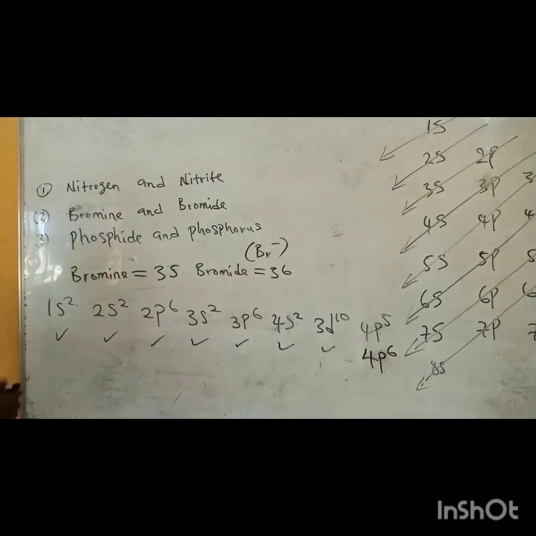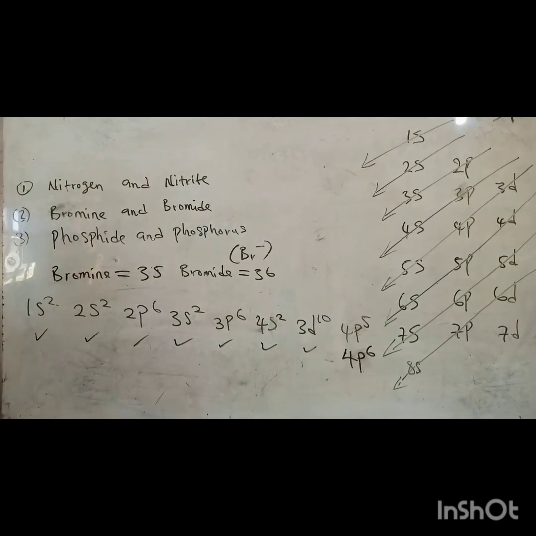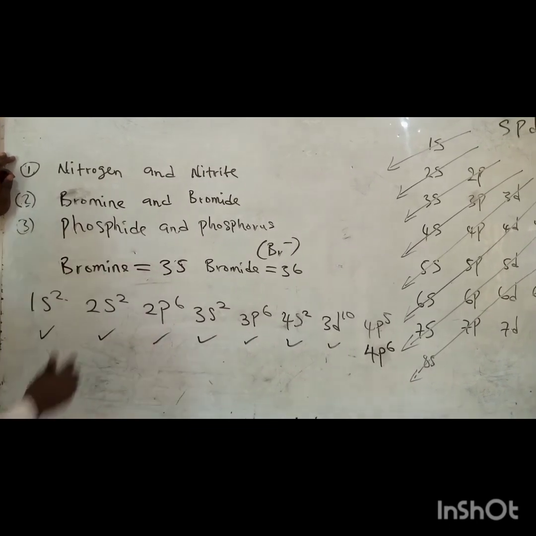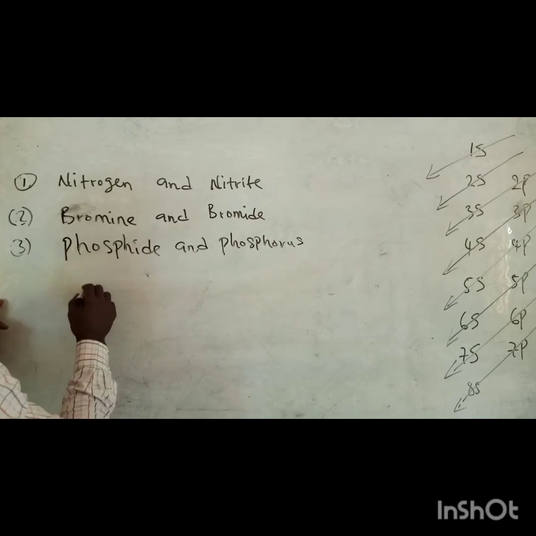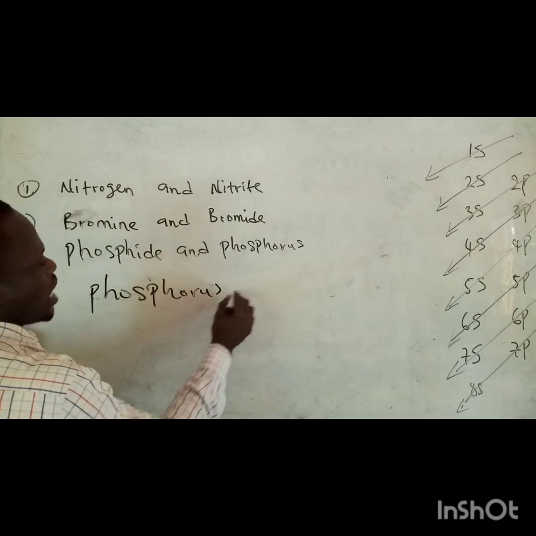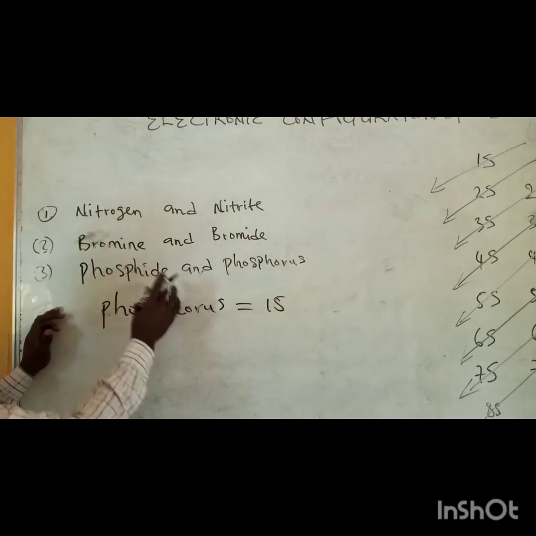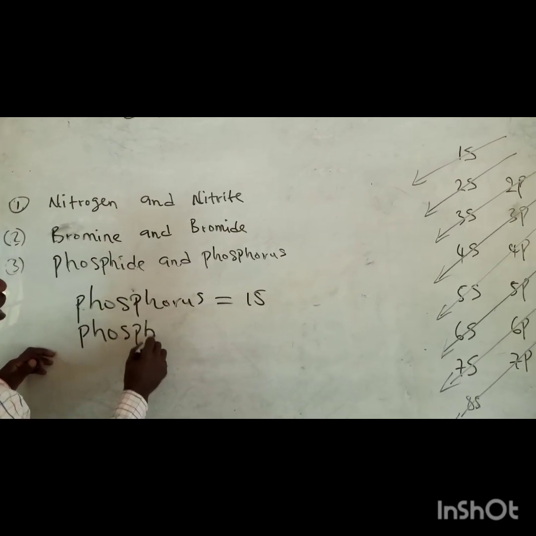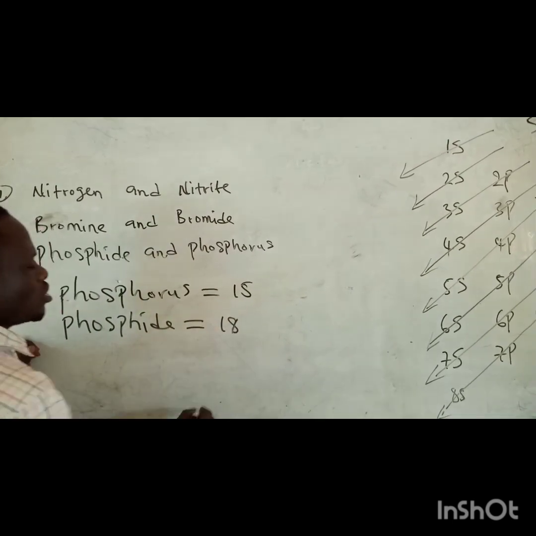So let's look at the one of our phosphorus. Phosphorus is now very easy. If you have followed the rule, it's very easy for you to get the one of phosphide and phosphorus. In phosphorus, you should know that phosphorus has atomic number 15. I will do the one of phosphide while you do the one of phosphorus. Phosphide has atomic number 18.